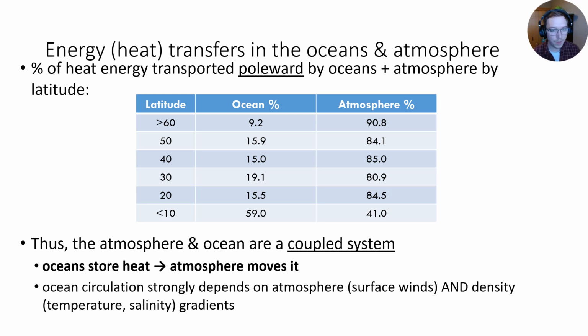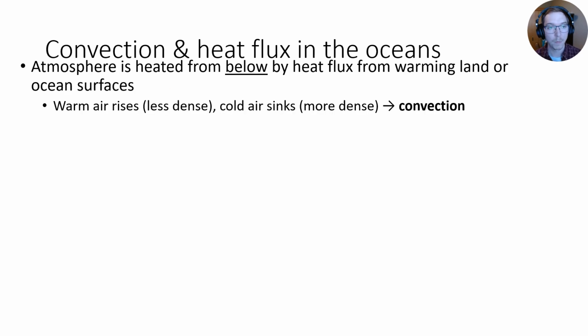So when you really look at it, the atmosphere and oceans are coupled systems. The oceans store heat, the atmosphere moves heat. And we know that. We've talked about that before. So ocean circulation strongly depends on the atmosphere. And what we'll get to next, density differences, temperature and salinity gradients within the ocean and within the water column.